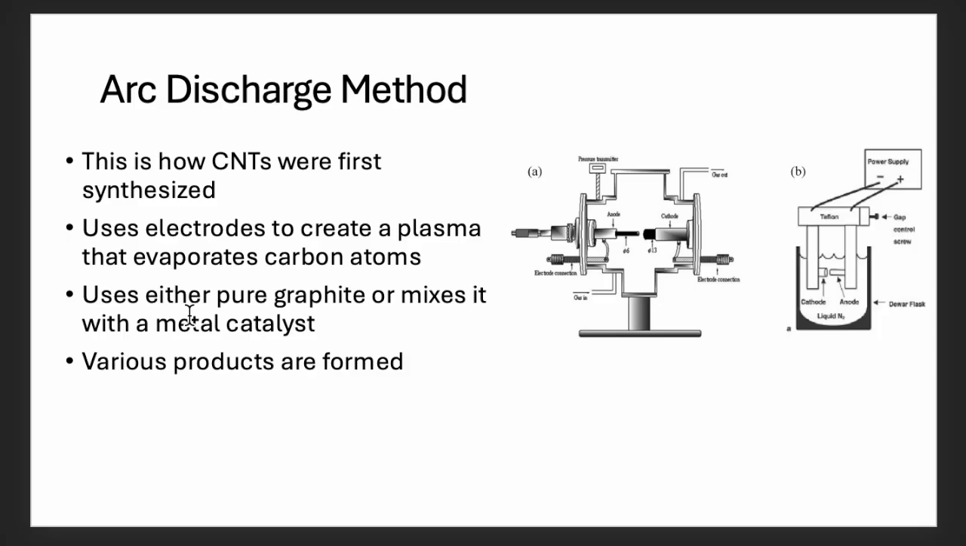So the first method I'm going to talk about is the arc discharge method. The arc discharge method uses a high temperature plasma to basically vaporize the carbon atoms into a plasma. These form both multi and single-walled carbon nanotubes. It doesn't need a catalytic agent, but for the preparation of individual single-walled nanotubes, one is needed, such as a transition metal.